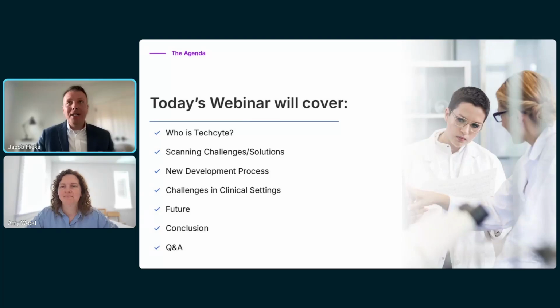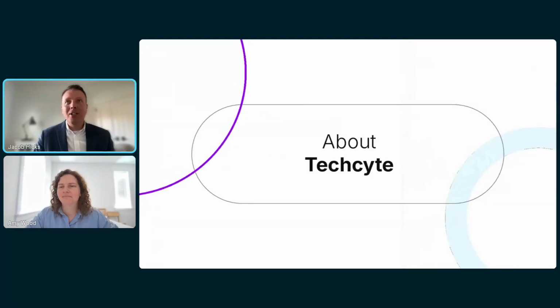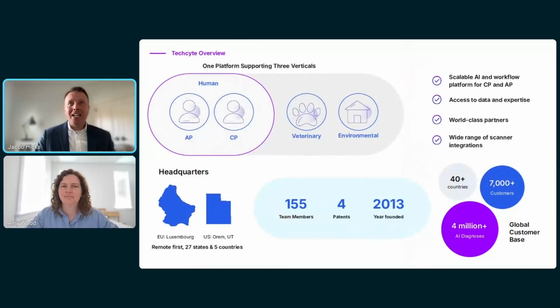So first, a bit about Techcyte. Some of you are new watching and hearing about us today. Techcyte is an AI and workflow software company. We were originally a technology transfer out of the University of Utah and ARUP Laboratories. That was that 11 years ago milestone. We have built a platform that helps laboratories across the environmental, veterinary, and the human market, which is what we're focused on with you today, to help them automate and digitize microscopy.